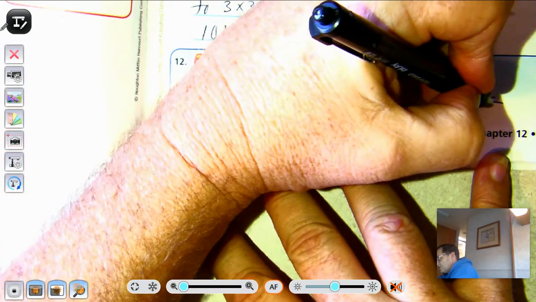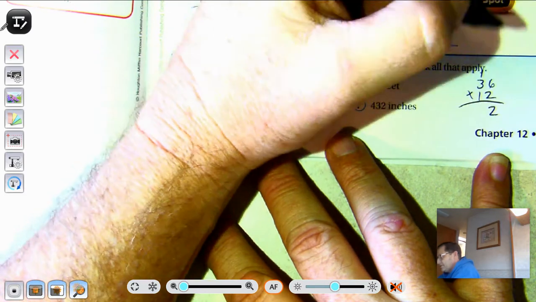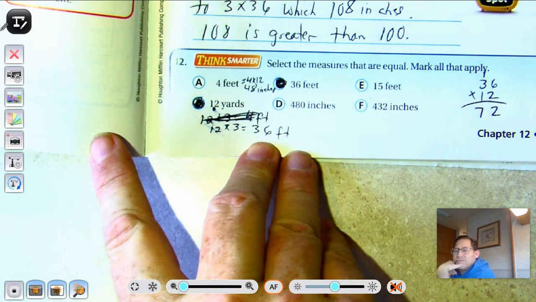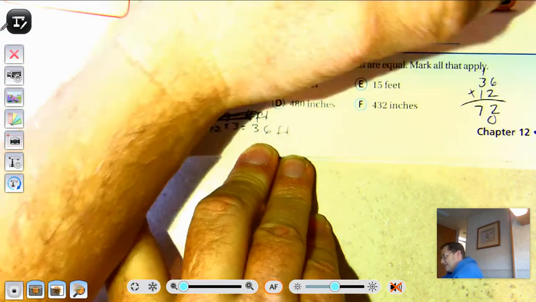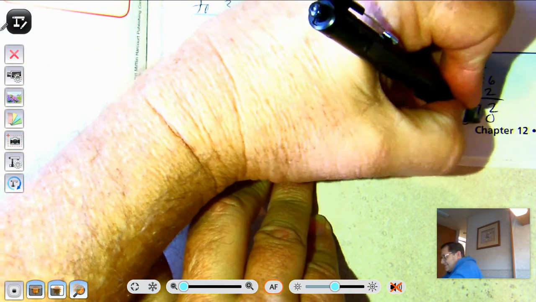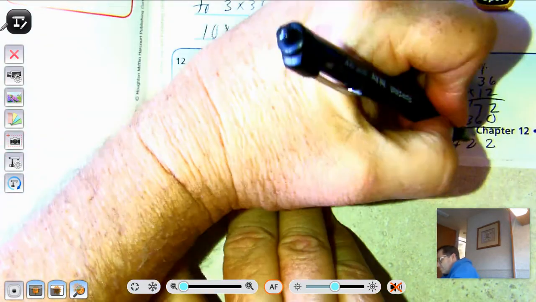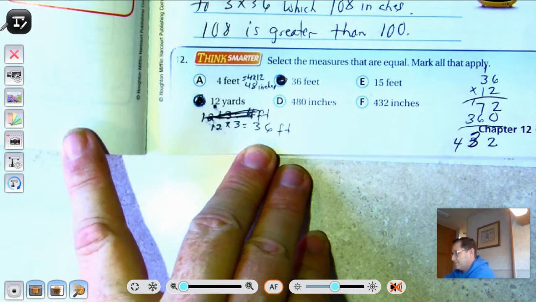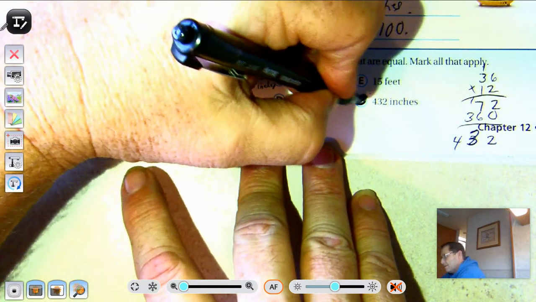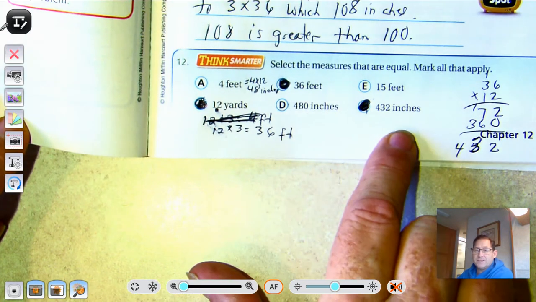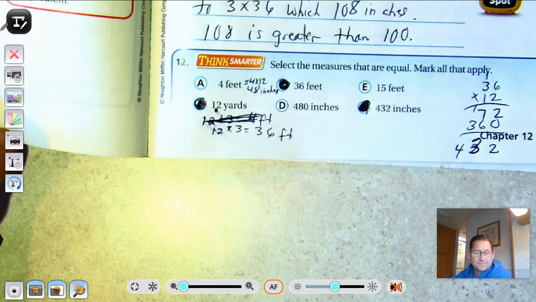6 times 2 is 12. 3 times 2 is 6 plus 1 more, that's 7. And then we're going to multiply 36 times 10. And 36 times 10 is 360. That's 432. Yeah, okay. So 12 yards is the same as 36 feet, which is the same as 432 inches. Okay.